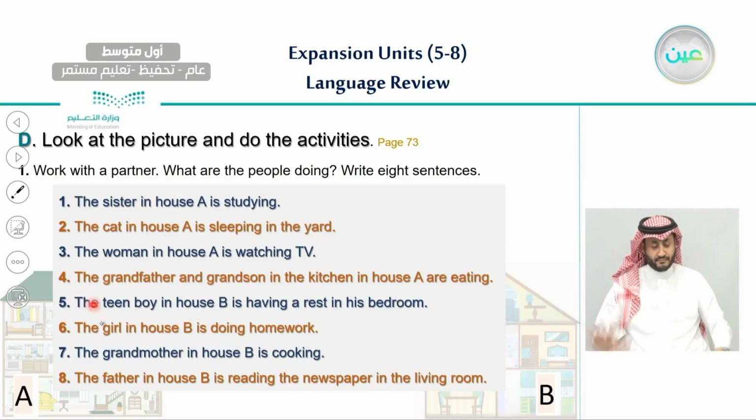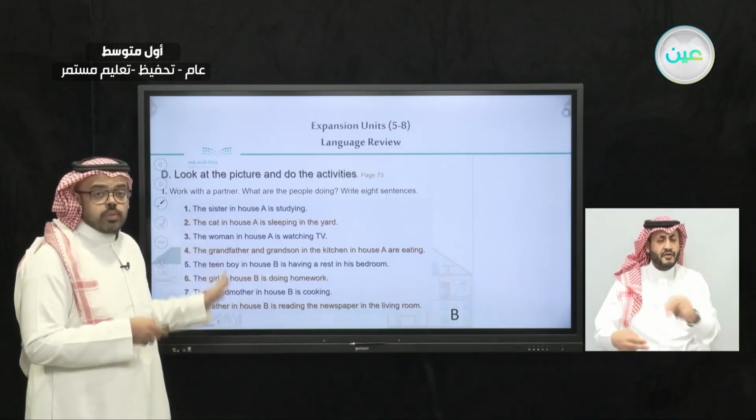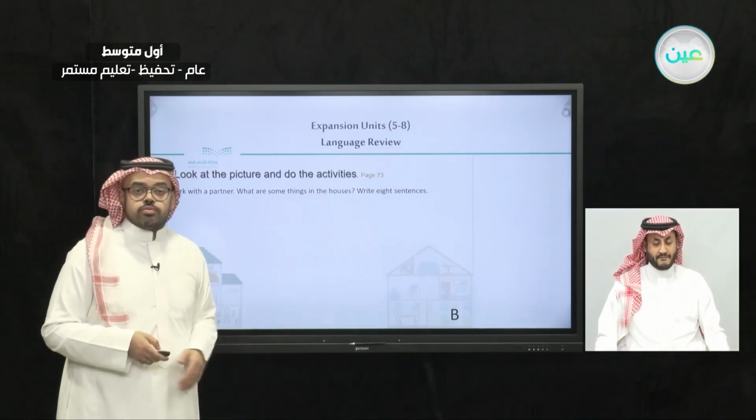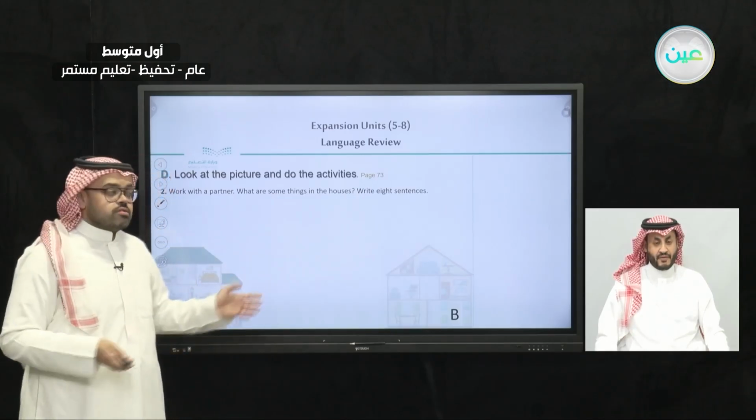And number 5, the teen boy in house B is having a rest in his bedroom. Number 6, the girl in house B is doing homework. And number 7, the grandmother in house B is cooking. And number 8, the father in house B is reading the newspaper in the living room. So here are 8 simple sentences about what people are doing in house A and in house B. And also you can write more sentences like these.